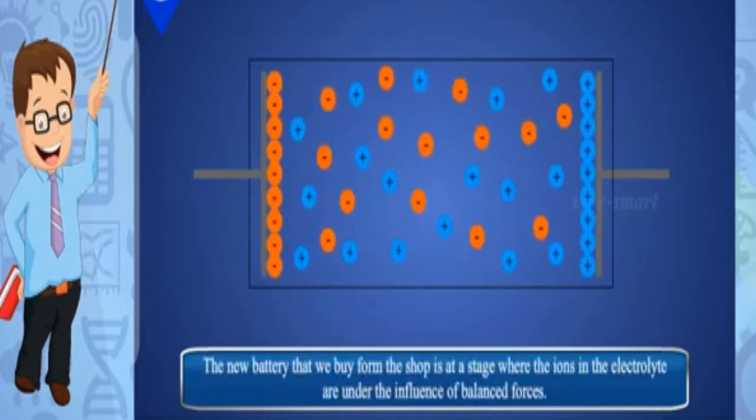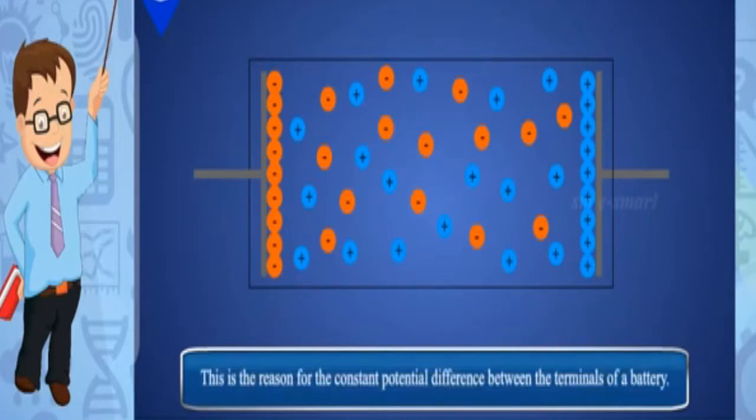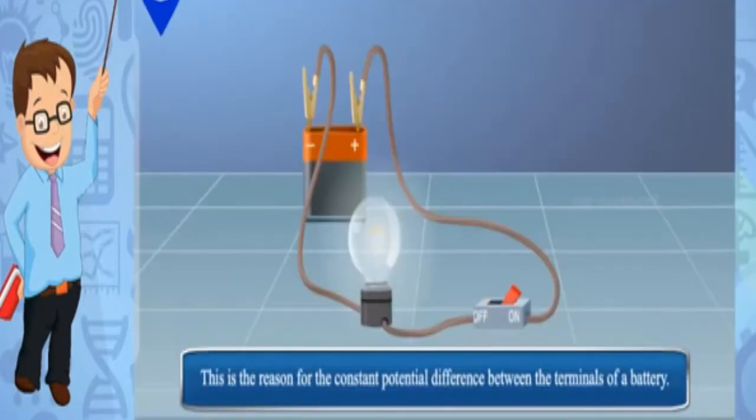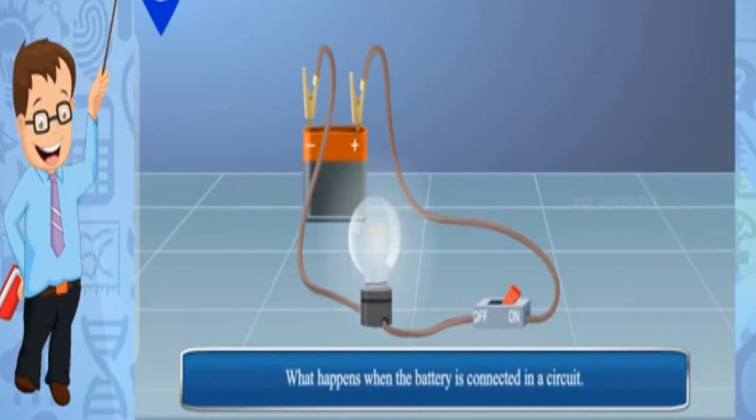The new battery that we buy from the shop is at a stage where the ions in the electrolyte are under the influence of balanced forces. This is the reason for the constant potential difference between the terminals of a battery. What happens when the battery is connected in a circuit?